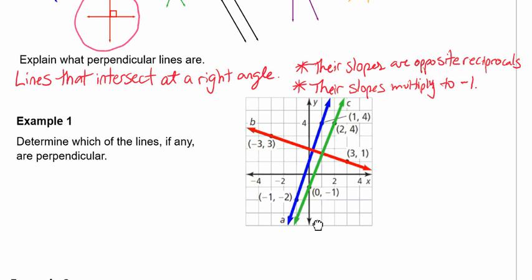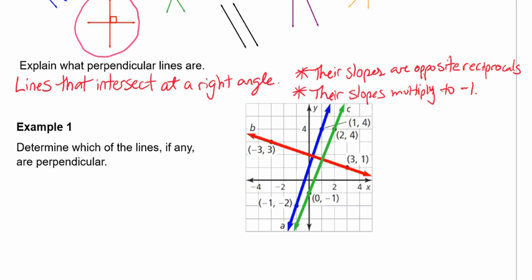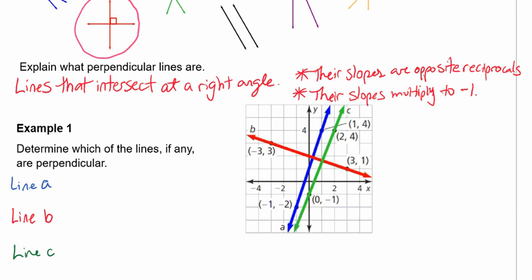So in this first example, we're going to determine which of these lines, if any of them, are perpendicular. And we have 3 lines here that we're looking at. We have line A, line B, and line C. Because we were given a graph and points on the graph for each line, we can find their slopes. So remember that slope is the rise over the run.